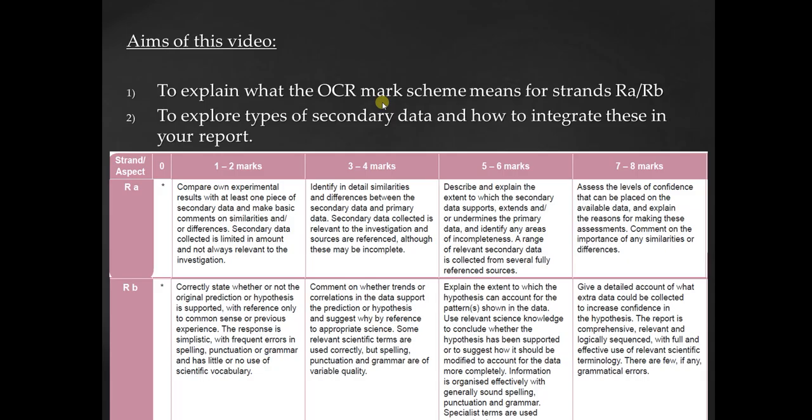Okay, so the aims of the video are to explain what the OCR mark scheme says for strands RA and RB, and to look at the types of secondary data that you can include in these strands and how to integrate those into your report.